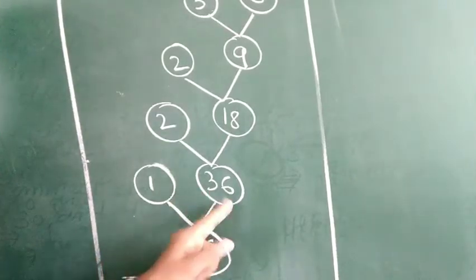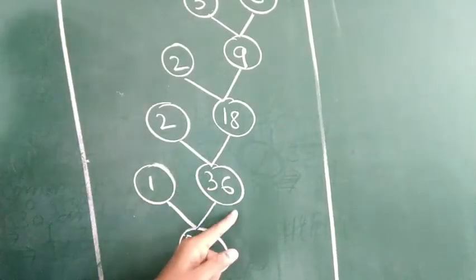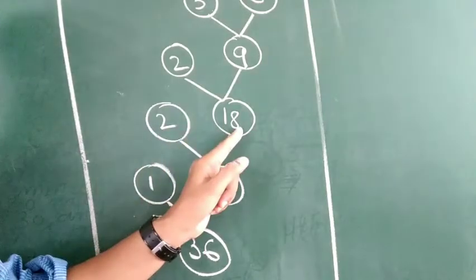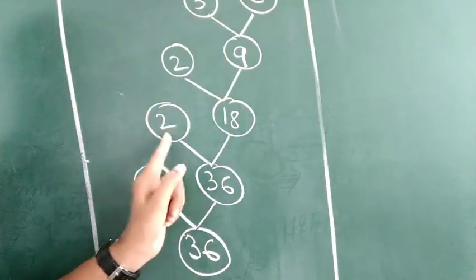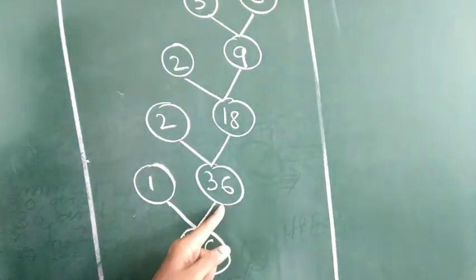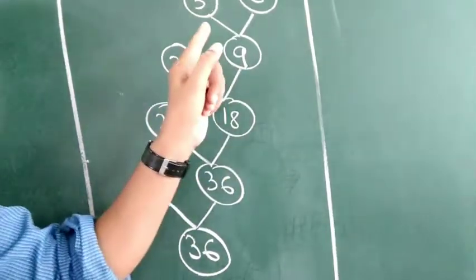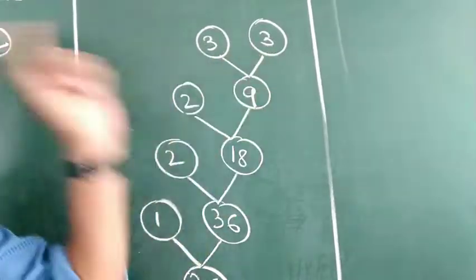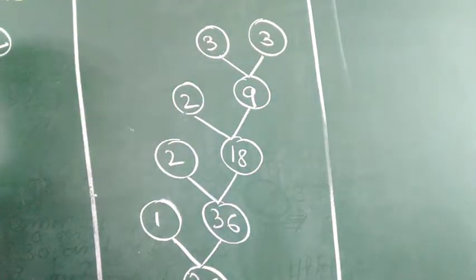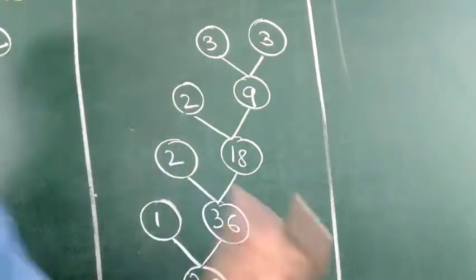So this way, see, it is 36. 1 into 36, 36 1 is 36. Then 2 into 18, it is 36. Then 2 into 9, it is 18. And see, 3 into 3, it is 3 3s are 9. So like this, it is factor tree of 36.